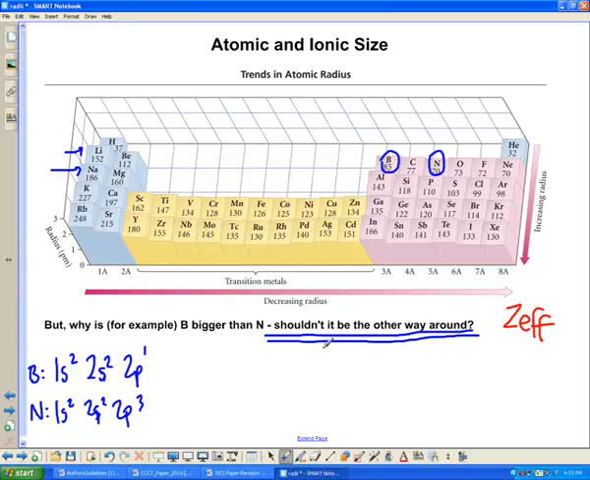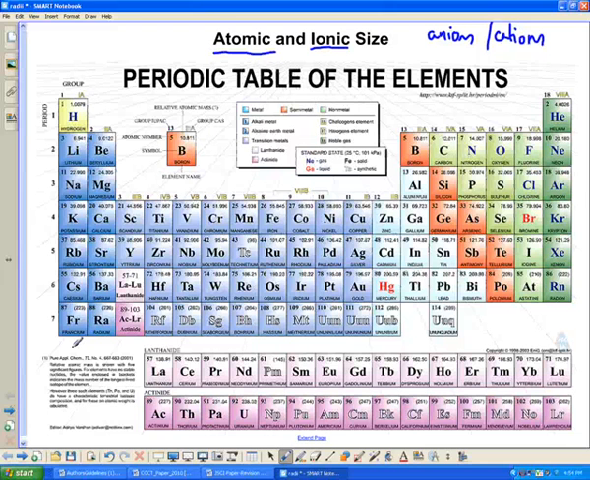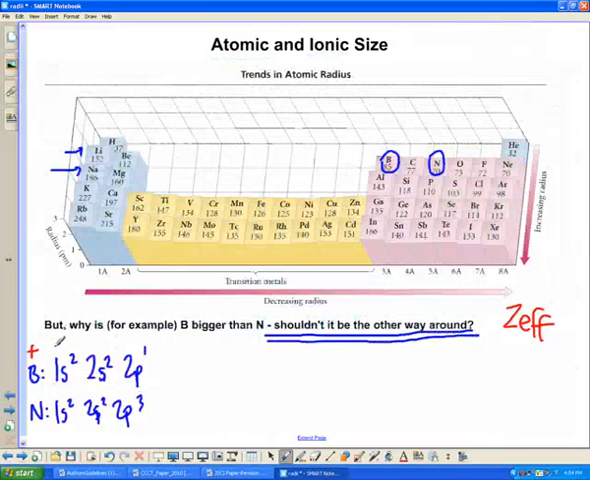What is the charge felt on the electrons by the nucleus? If you remember, the nucleus is positively charged, it's full of protons. Now for boron, how many protons are inside the boron nucleus? Well, it's the same as the number of electrons, it's plus 5. So I'm going to say inside that boron nucleus we have 5 protons.